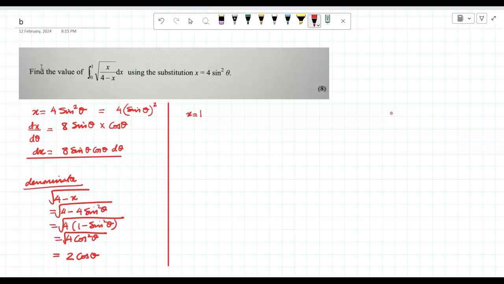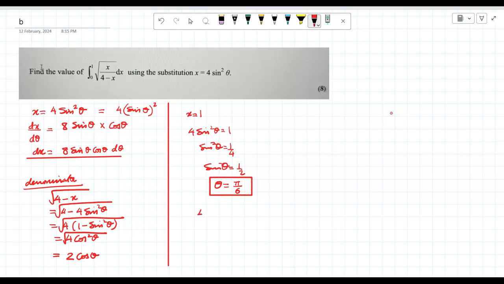So x is equal to 1. So 4 sine square theta is equal to 1, sin square theta is 1/4, so sin theta is half. So theta is equal to how much? Pi by 3. No, pi by 6, 30 degrees. Pi by 6. Correct?